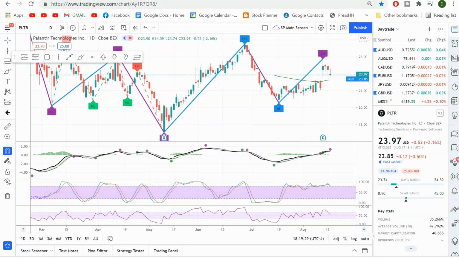Tonight we're going to talk about a software company, and we're talking about a short. In other words, predicting that the stock price will end up lower at a future point in time. Let's get started.